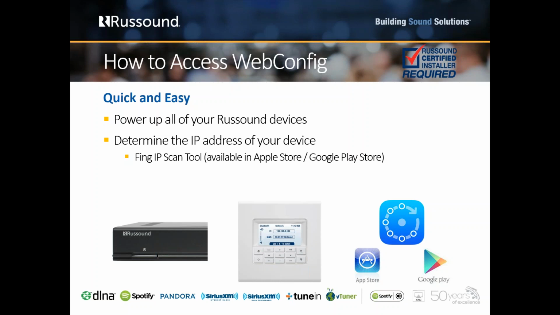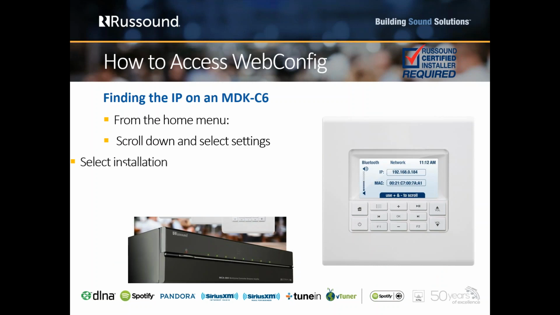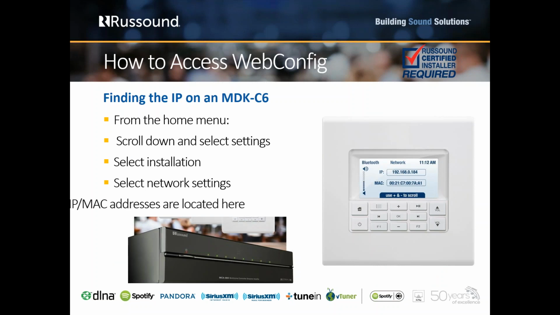I'll show you how to do that. But all you're going to do is find that, determine what the IP address is of your device, and then you're going to enter that IP address into your web browser and that's going to take you right to WebConfig. It's that simple. If you're going to find it on an MDK-C6 keypad, all you're going to do is go from the home menu, scroll down and select settings, then select installation, then select network settings, then bingo, there it is right there. The IP address staring you right in the face. All you got to do is pull that IP address, enter it in that web browser, boom, you're in WebConfig.